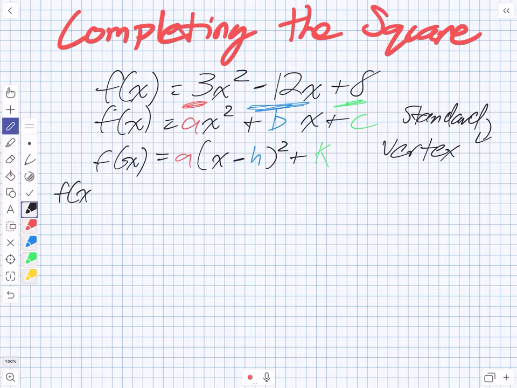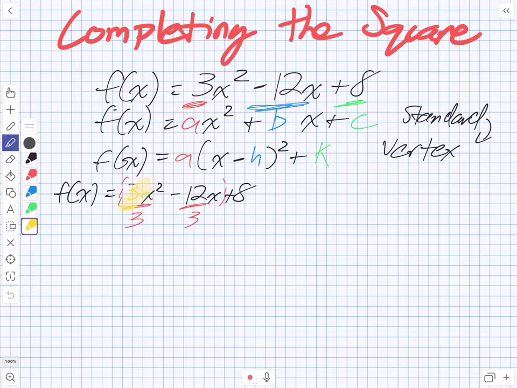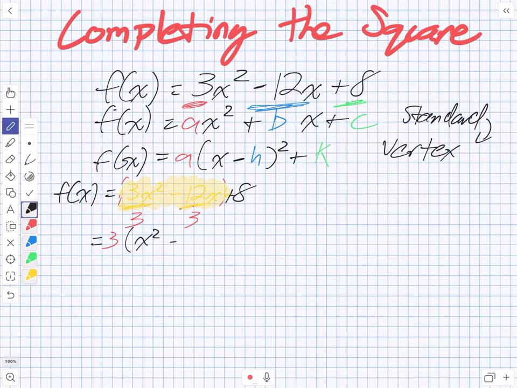Okay, so let's take this function. f of x is equal to 3x squared minus 12x plus 8. The very first thing we're going to do is common factor the very first two terms by the a value, which is 3. I'm going to highlight that we're only touching the first two terms when we do this. When we do that, we end up with 3, and then in brackets, x squared minus 4x, plus 8.